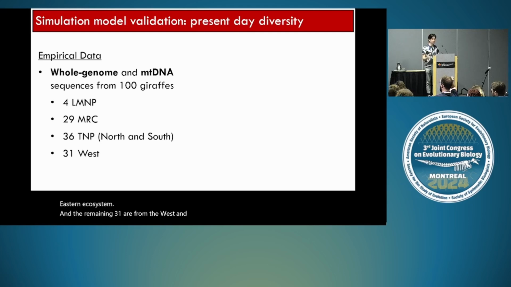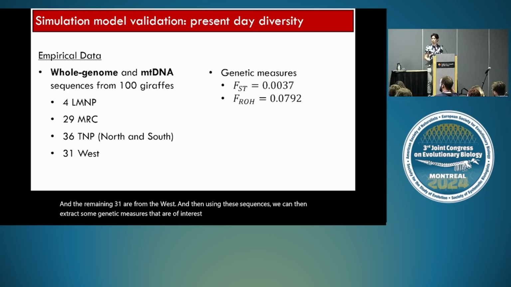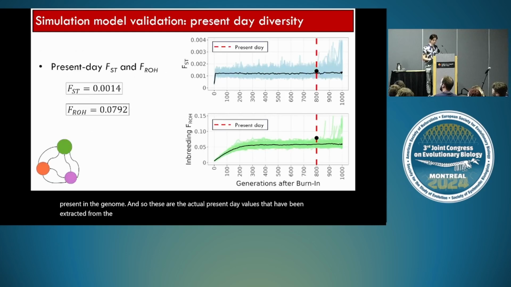Using these sequences, we can then extract some genetic measures that are of interest. Specifically, today I'll talk about FST and FROH, where FST is the fixation index that measures genetic dissimilarity. FROH is the inbreeding coefficient that measures inbreeding as a function of runs of homozygosity present in the genome. These are the actual present-day values that have been extracted from the empirical data.